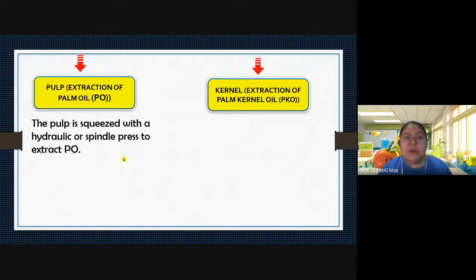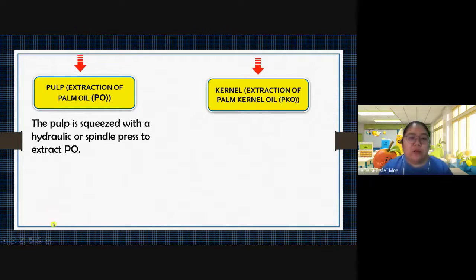This one does not spin, they just press only. Press until the palm fruit becomes caramel. When it just becomes caramel, that means all the liquid is out. Just like an orange, you squeeze it and all the liquid comes out. So this one is a process. Sure, the hydraulic and also the spinter press must use high force to compress.